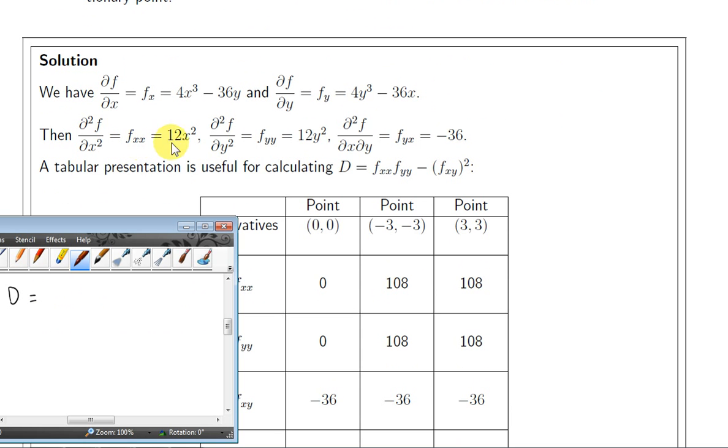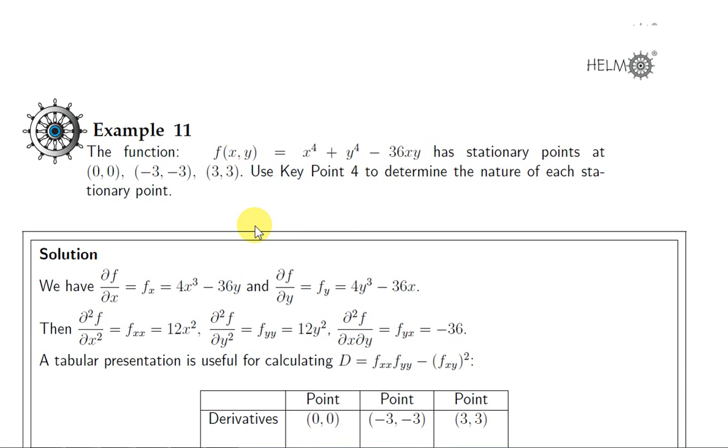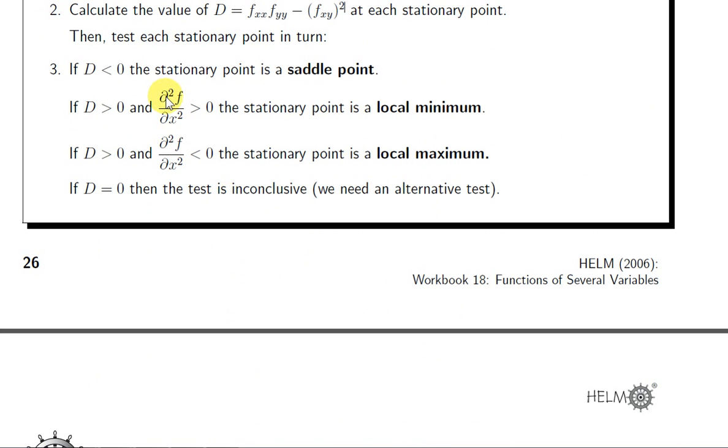It's f sub xx multiplied by f sub yy. So it's 12x squared by 12y squared. That's 144 x squared y squared. And then we have minus the mixed partial derivative squared. 36 squared is 1296. Well, we could of course just work out D like this. Note down f sub xx. We actually need f sub xx as part of the test, so that comes into the test here when D is greater than 0.